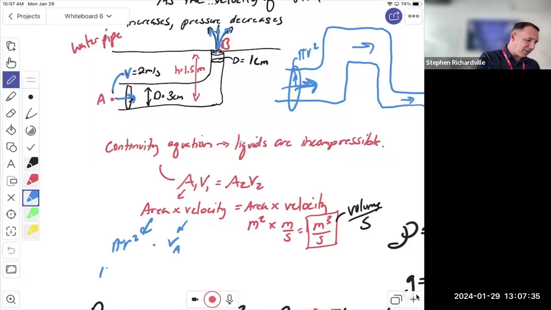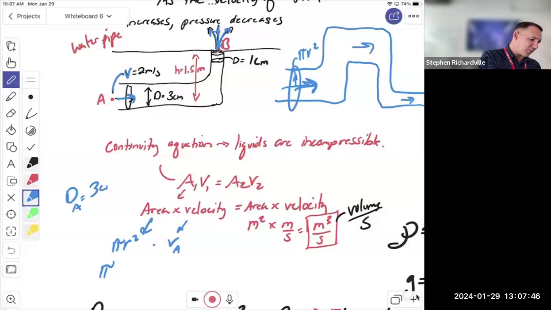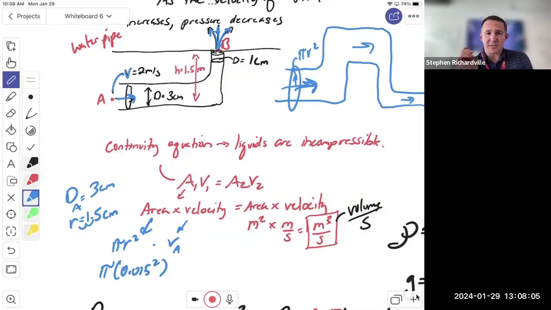Okay, so pi, well, let me be a little bit careful here. If the diameter at A is 3 centimeters, we'll get a different number. The radius is 1.5 centimeters, but centi is 2 to the left to get to meters. We always deal with meters in physics. So 1.5 centimeters would be 1, 2. Okay, so 0.015 squared. If the diameter is 3 centimeters, the radius is 1.5 centimeters, and then I have to move the decimal twice to get 0.015 meters.